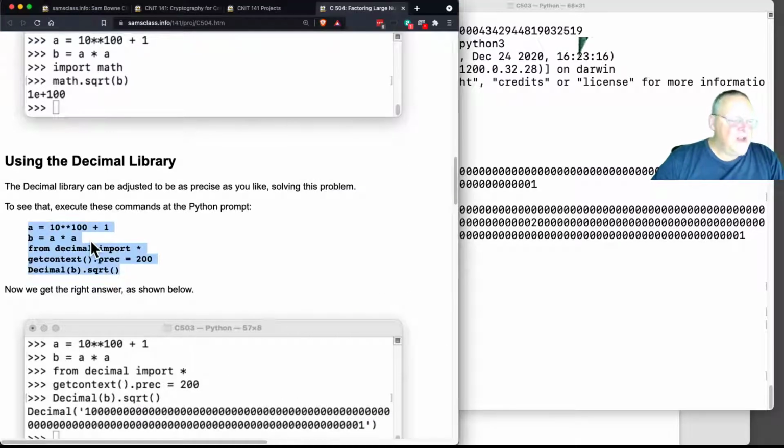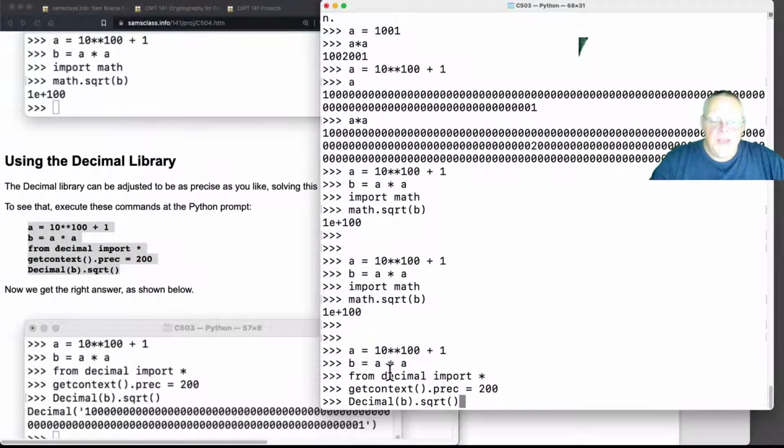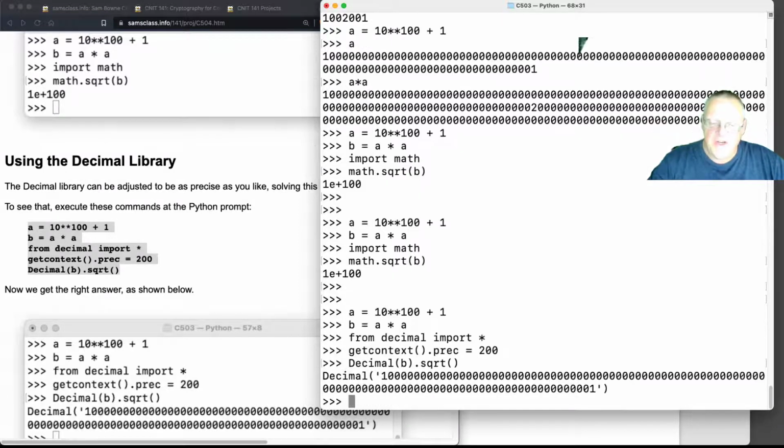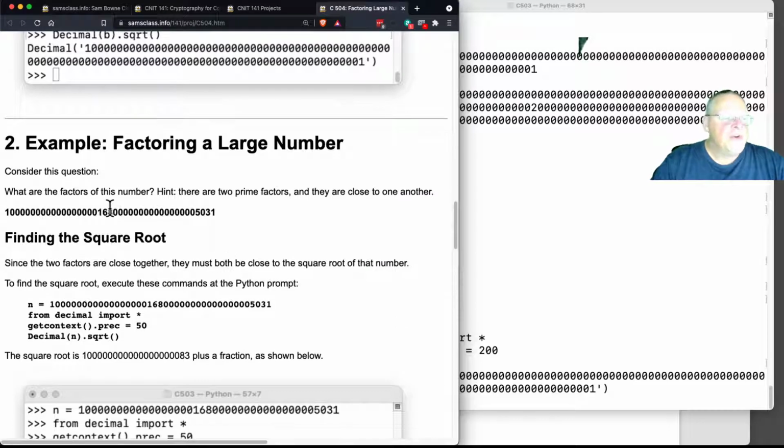Wait, I got the wrong copy. Okay, let's try this again. There. Now I'm going to take A is 10 to the 100 plus 1. B is A times A, and now I import everything from the decimal library. I set the precision to 200 digits, and now when I do the square root, I get the right answer to 100 places because I set the precision to 200 places, and you can see it didn't really take too long. There wasn't a long pause or anything, so Python's fast enough to act in high precision if you tell it to. So that's one thing to do, and so here we're going to get the factors of this number.